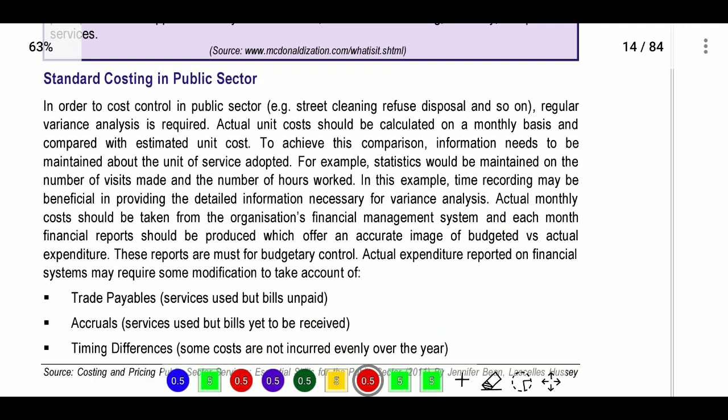In order to control cost in the public sector, for example street cleaning, refuse disposal and so on, regular variance analysis is required. Actual unit cost should be calculated on a monthly basis and compared with estimated unit cost. To achieve this comparison, information needs to be maintained about the units of service provided. For example, statistics would be maintained on the number of visits made and the number of hours worked. So they must maintain the necessary detailed information.